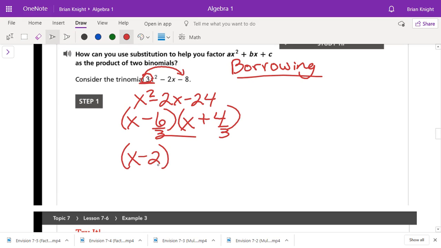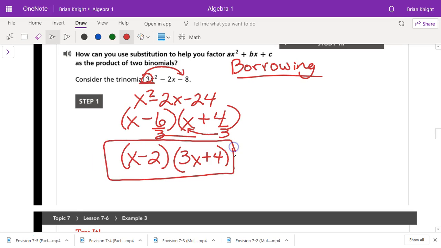This one, 4 over 3, is just 4 over 3. So all I do here, first you always reduce your fraction. Is 4 over 3 reduced? Yes, sir. So all I have to do is take that denominator and put it in front of the x there. 3x, 3x plus 4. Same thing we did.